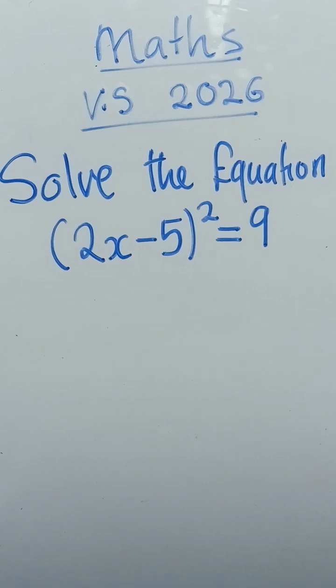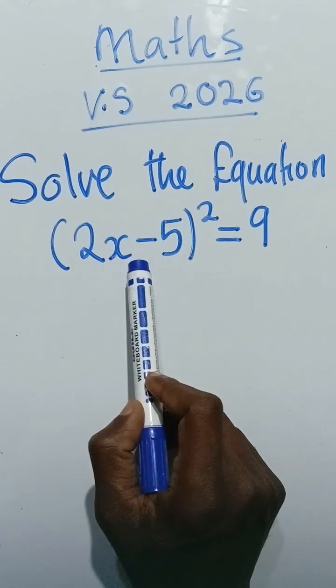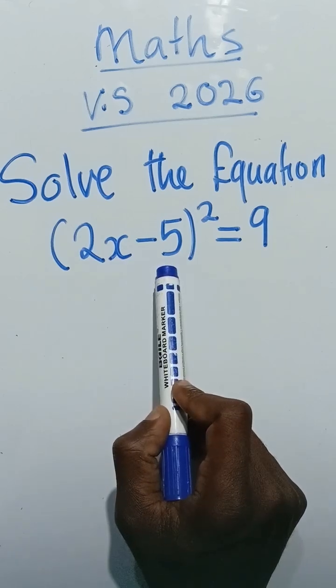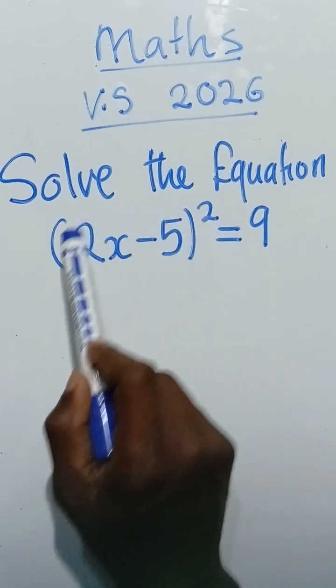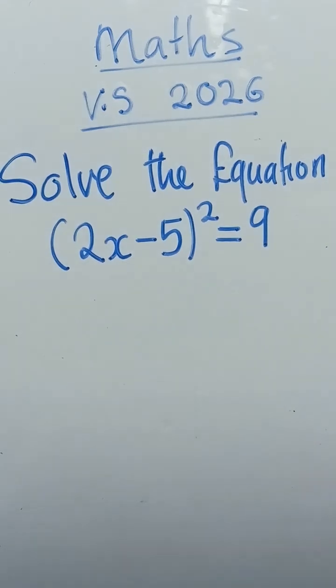Okay, let us have the revision for the 2026 preparation. We are given a question where we are to solve the equation (2x - 5)^2 = 9. So how are we going to solve this?